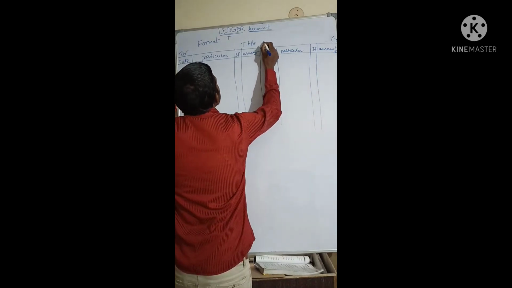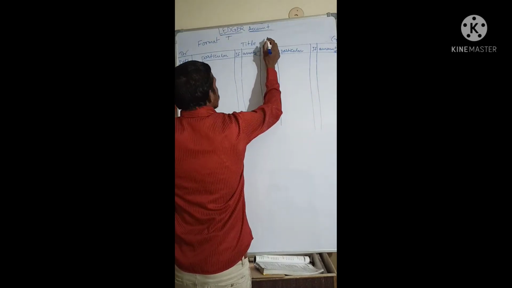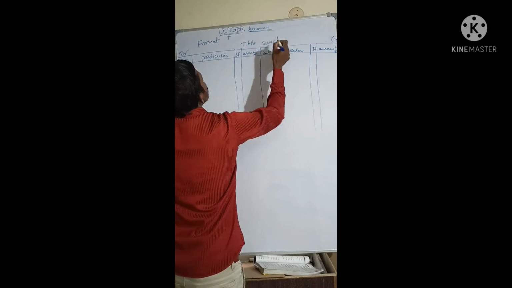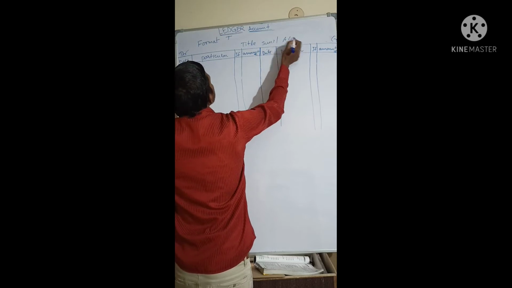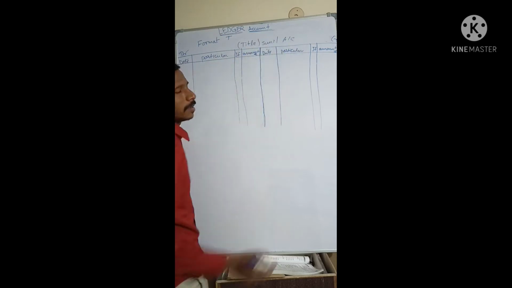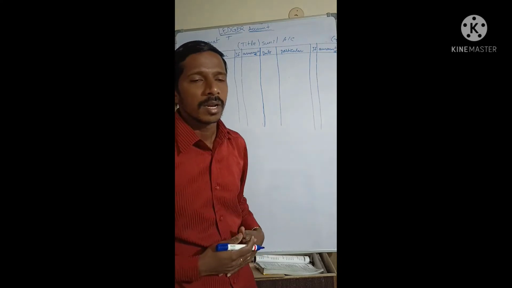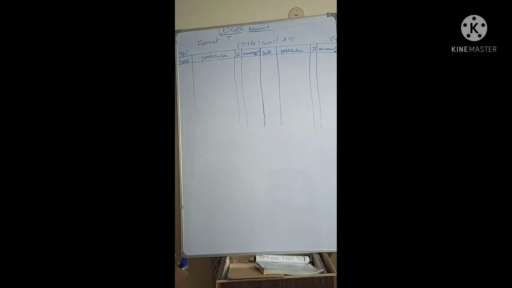For example, Sunil account. So you write down Sunil account, like this you should write. Title name, name of the ledger, cash account, any name. And here you can write the ledgers directly by seeing the transactions.